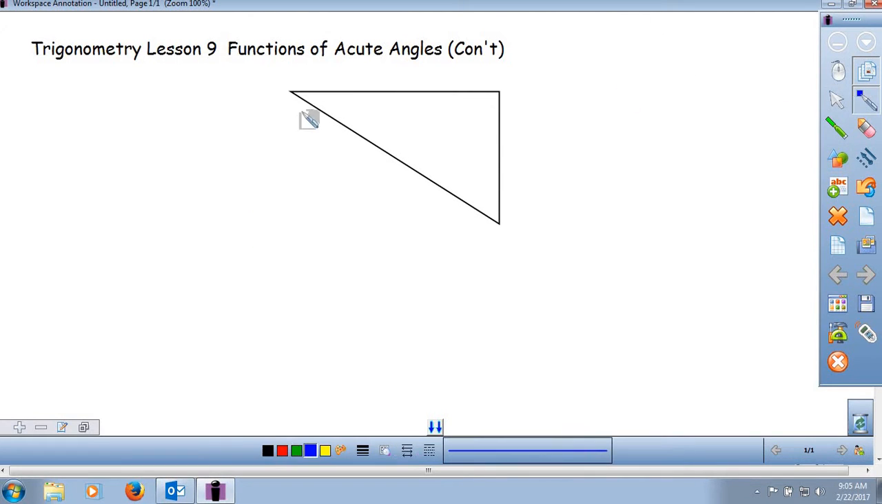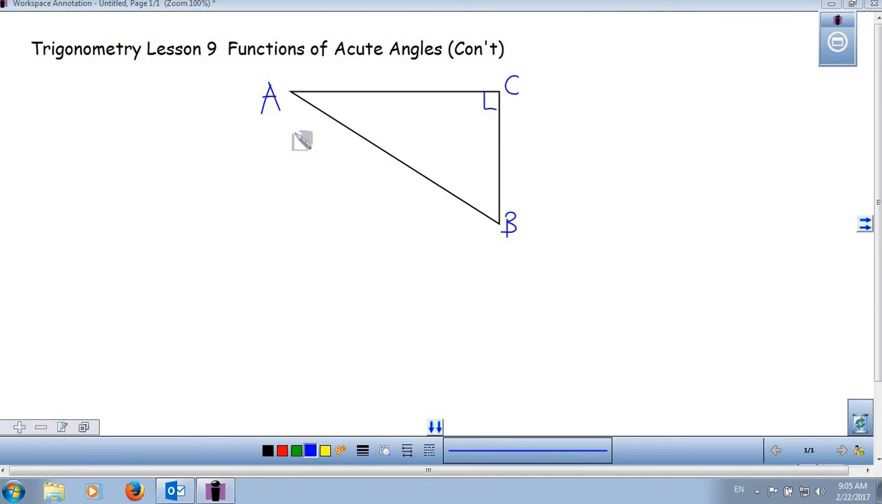Now remember, when we label our angles A, B, C, we always want angle C to be our right angle in the right triangle. Angle A and angle B would be our acute angles. Then this would be the opposite side for angle A, this would be the opposite side for angle B, these are the opposite legs, and this would be the hypotenuse for triangle ABC.